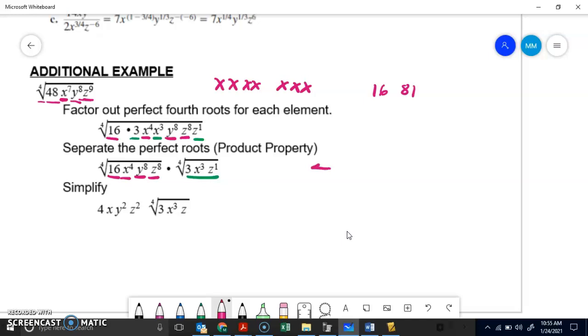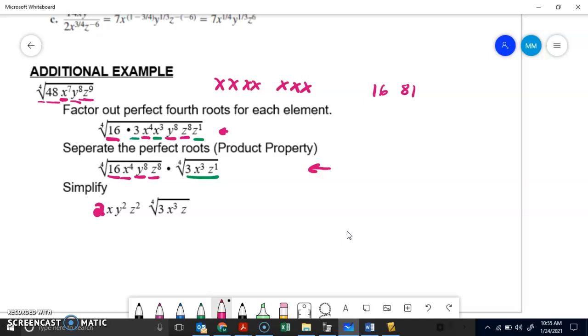Now, you don't always have to show this intermediate step. If you can look at this step here and say, okay, I see what's perfect, I've separated it. The 4th root of 16 is, well, not 4, 2. I don't know why they would put 4 there. The 4th root of 16 is 2.